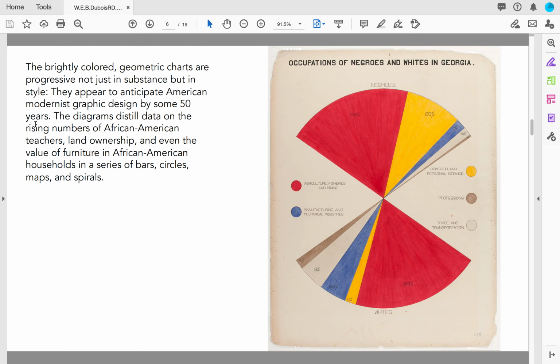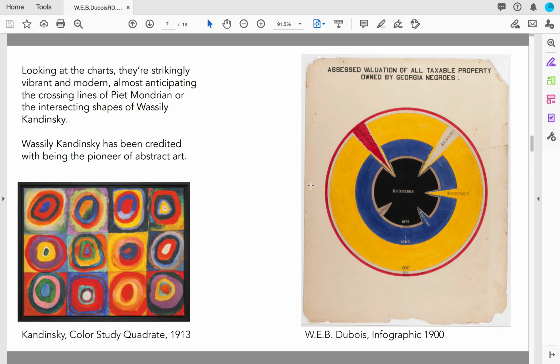The diagrams distill data on the rising number of African American teachers, land ownership, and even the value of furniture in African American households in a series of bars, circles, maps, and spirals. I love his use of simple primary colors, as well as the use of balance and focal point and scale. Looking at these charts, they're strikingly vibrant and modern, as if he's almost anticipating the crossing lines of Piet Mondrian or the intersecting shapes of Wassily Kandinsky.